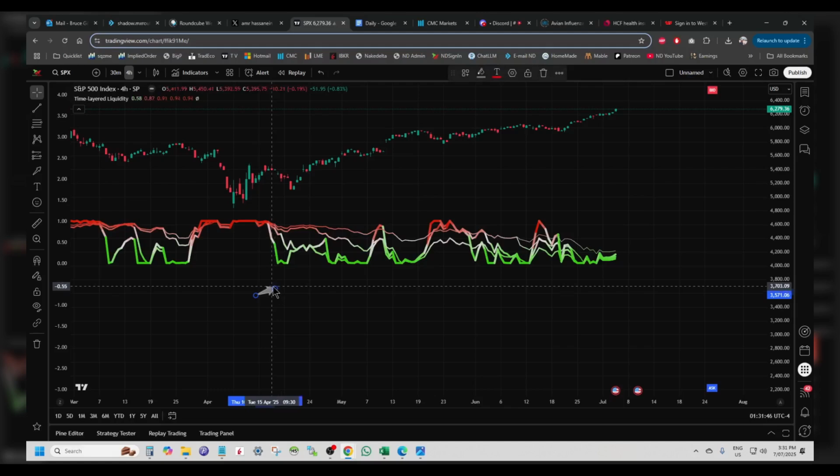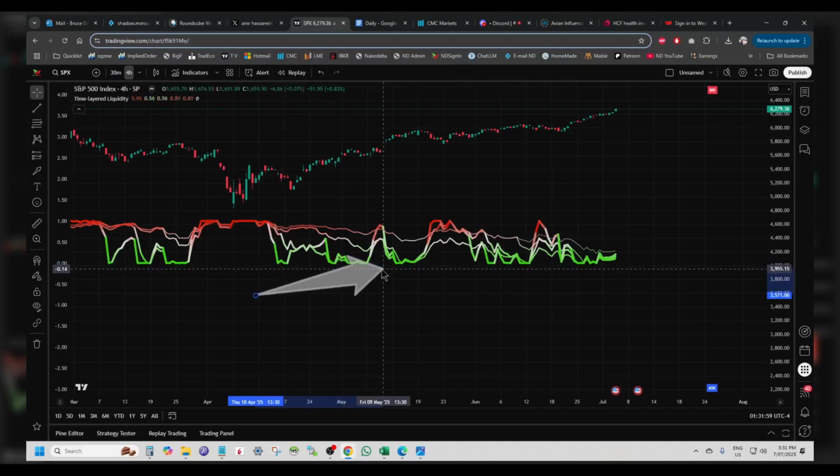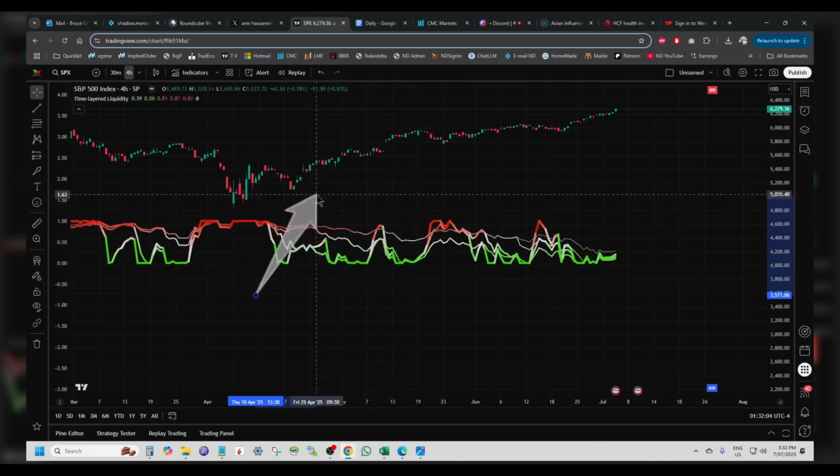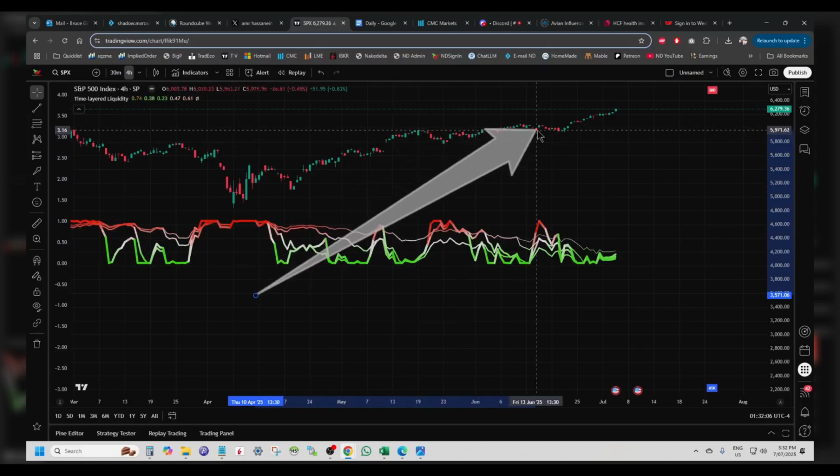Here's an example in the SPX. When demand for an asset increases and the number of buyers exceeds the number of sellers, prices rise as the buyers compete for limited supply. Here we can see in the green that we have very strong buying and very little selling here in the red. And because of that, we can see that prices increase.